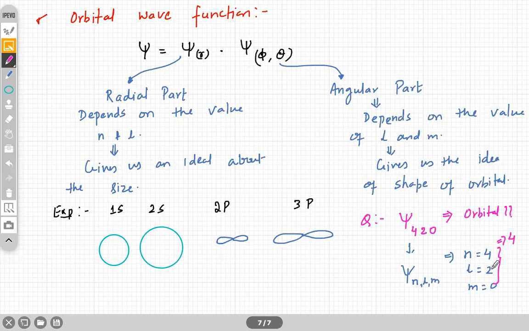The n is 4, the l value is 2. Which subshell? D. m is equal to 0, so it is z square. So it is the 4d z square orbital. Understand? Clear? So only this question you'll get, nothing more than this. N, l, and m values.